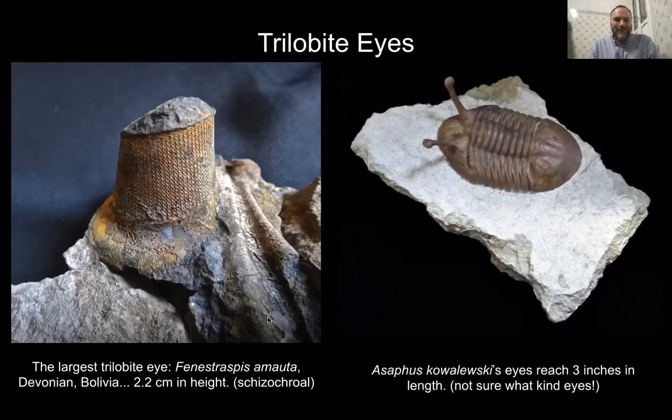So in these pictures, you can see two different adaptations. On the left, there's a very tall trilobite eye, about an inch in height. And then on the right, eyes on stalks, presumably because this is a trilobite that lived in the mud. So the eyes would kind of stick out of the mud. That's the idea.